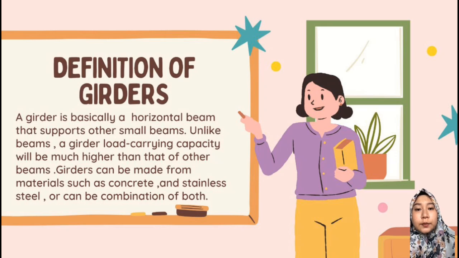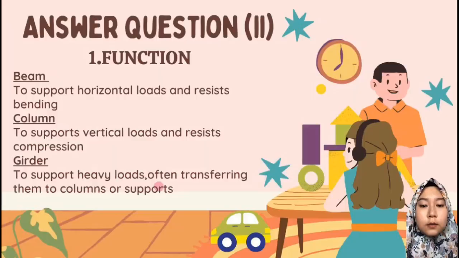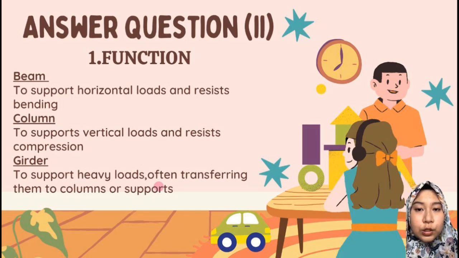A girder is basically a horizontal beam that supports other small beams. A girder's load carrying capacity will be much higher than that of other beams. Girder can be made from materials such as concrete and stainless steel, or can be a combination of both. This is the answer to question 1 for part 2. The question is: differentiate beam, column and girder. I have 8 features of beam, column and girder.